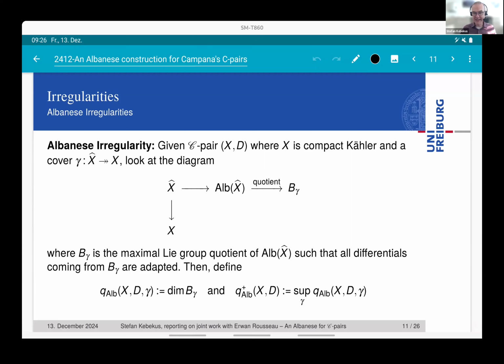Then again, I can define the space of adapted differentials that come from a universal torus quotient B gamma, and I call the size of that space the Albanese irregularity of the cover, and then again take the supremum of this over all covers and look at the augmented Albanese irregularity. I believe these are very interesting invariants, and these might be interesting already in a setting where D is 0.